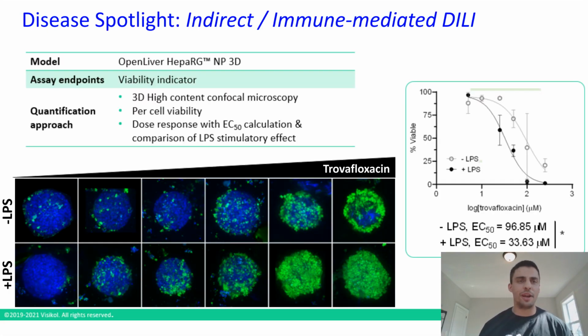Then diving into the next one, we call this model open liver HepaRG-NP. And what this is, it's HepaRGs with non-parenchymal cells. So we have several different cell types in a spheroid model. And in this model, we're able to look at, because we have those NPCs, indirect immune-mediated DILI. So again, if this is a question we're going after, we need a slightly more complicated model than just HepG2 cells or just HepaRG cells in a spheroid.